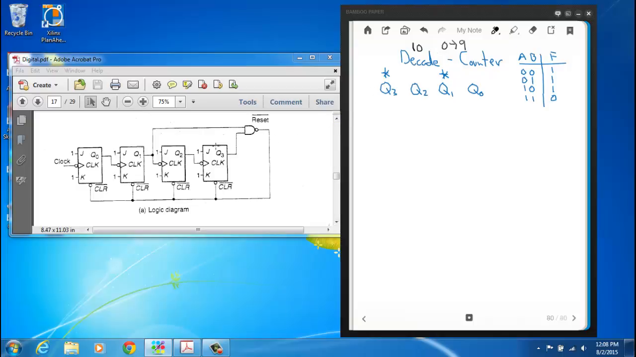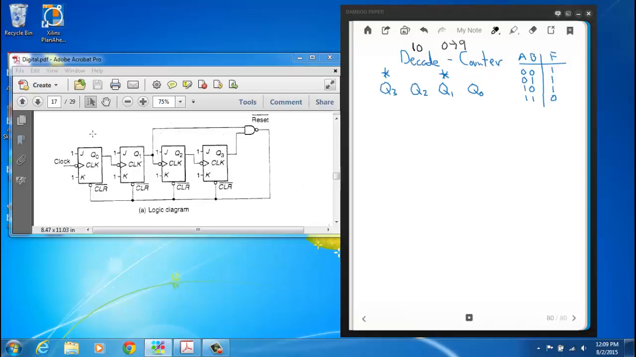Now here is the diagram of the decade counter, and notice that there's a NAND gate. The output of this NAND gate is connected to the active low clears of the JK flip-flops, and one input is connected to output Q3 and the other input is connected to Q1. All these JKs are in toggle mode, just like the counter that we saw in the previous video.